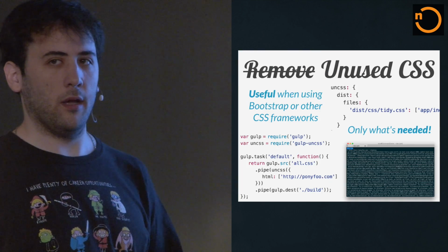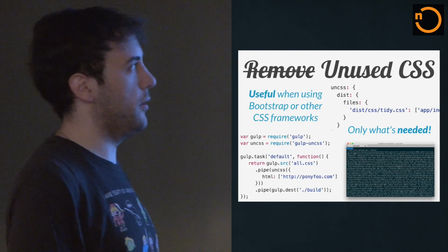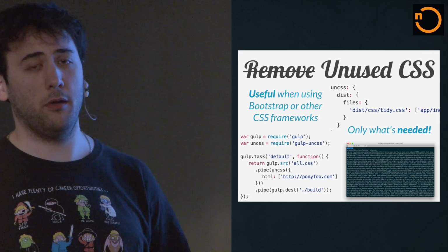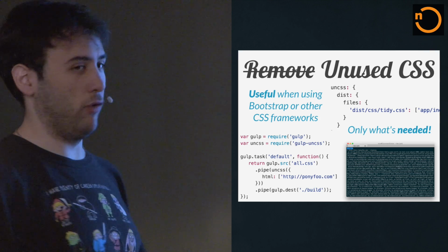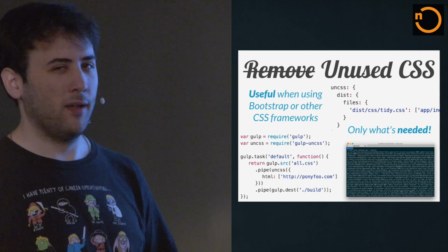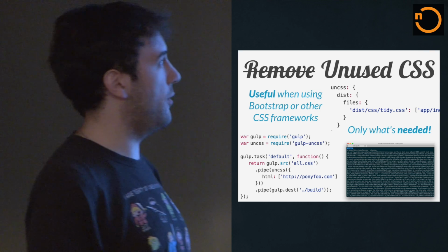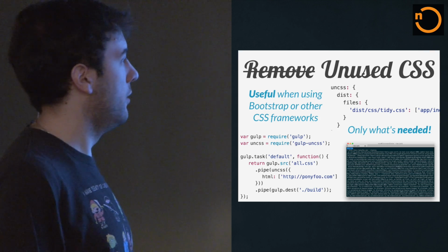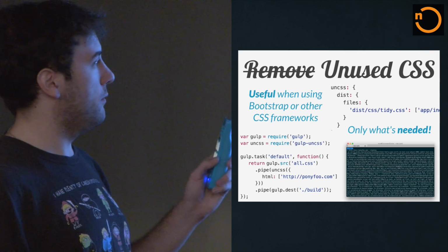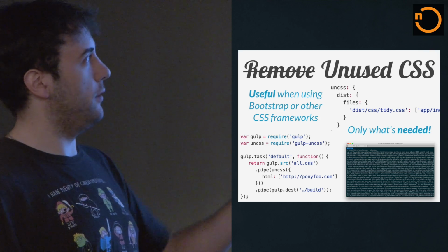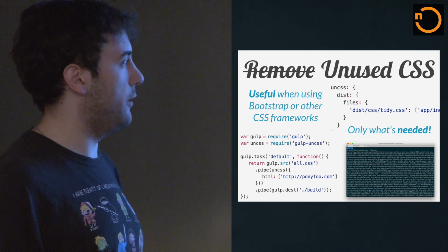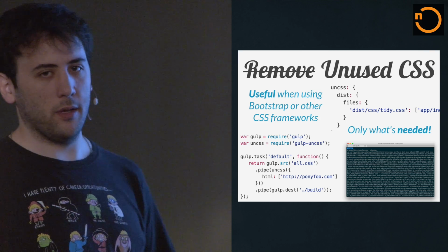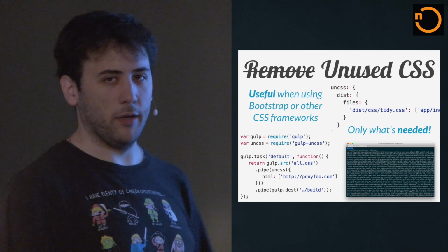Unused CSS. This is mostly useful if you are using a huge framework like Bootstrap and only using, like, three different rules that they provide. And that's usually the case with Bootstrap, right? But you probably aren't using Bootstrap in production. So anyways, you have the Gulp plugin, the Grunt thing, and the command line tool. You do, like, uncss, pipe some website to it, and you'll get it.